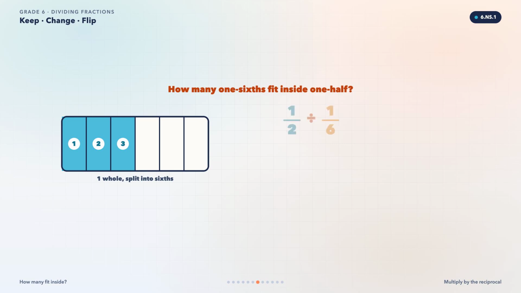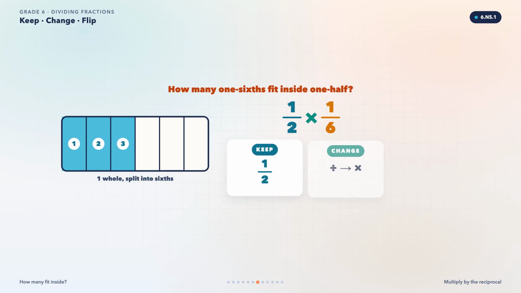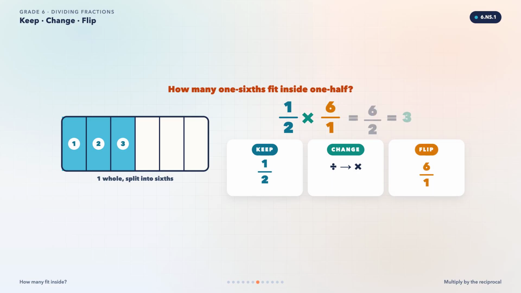Now watch the shortcut do the same thing. Keep 1/2. Change to multiply. Flip 1/6 to 6 over 1. 1/2 times 6 is 6/2, which equals 3. The model and the shortcut match. That's why keep, change, flip works.